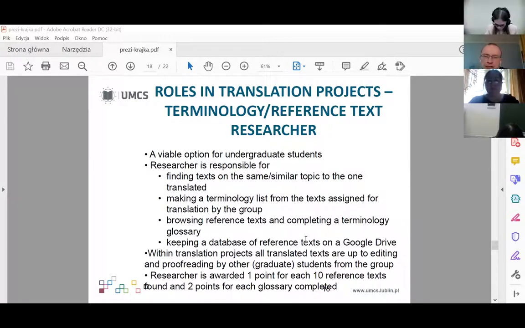Undergraduate students might function quite well in much less important roles, or less prominent in terms of translation, but still important for the whole project group. A terminology or reference text researcher is responsible for finding texts on the same topic, extracting terminology from the texts assigned for translation, completing a glossary, maintaining a database of reference texts and a database of glossaries. The idea is, of course, that those researchers, those low rank, let's say, members of project groups, get promoted to higher ranks once those coordinators or quality officers or translators graduate and leave the university. So it's a kind of experience in which people get promoted throughout those project groups, if of course they want to stay with those project groups, because the choice of practicum institutions is free to students.